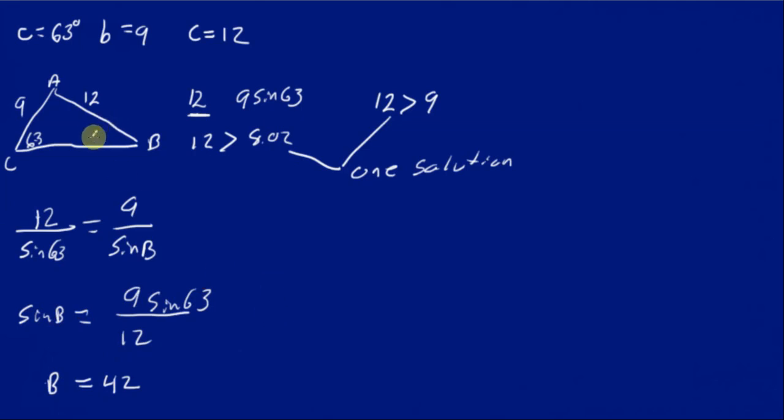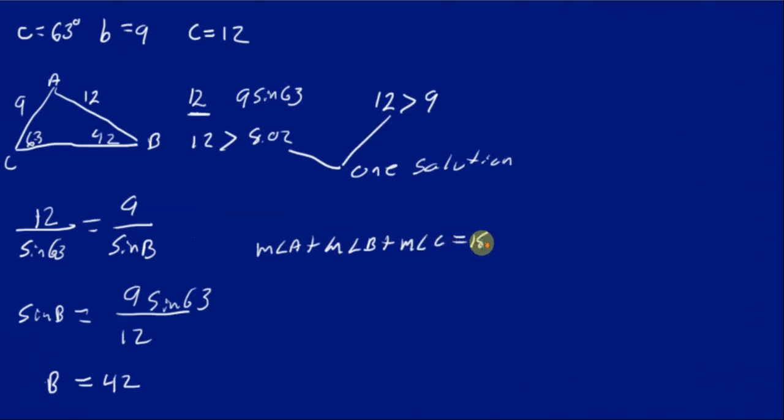So if I have the angle here, 42, I can easily find the measure of angle A, because I know the measure of angle A plus the measure of angle B plus the measure of angle C is going to equal 180 degrees. Now I'm not going to go through all the painful work. I can just tell you the measure of angle A is equal to 75, and I'm sure you can find that.